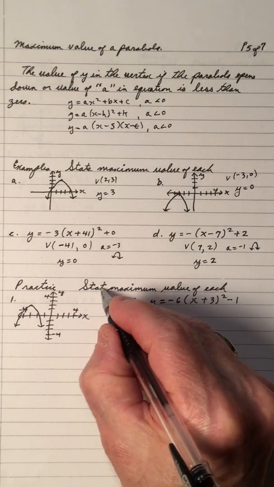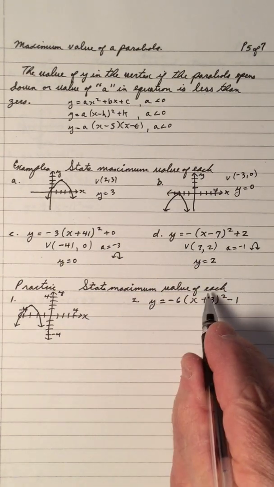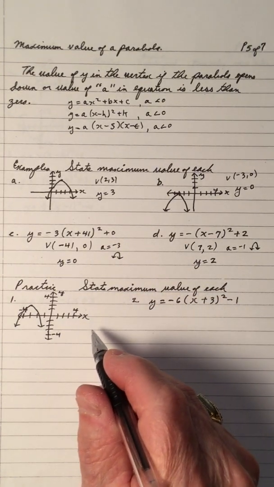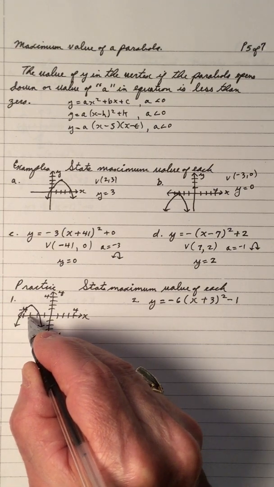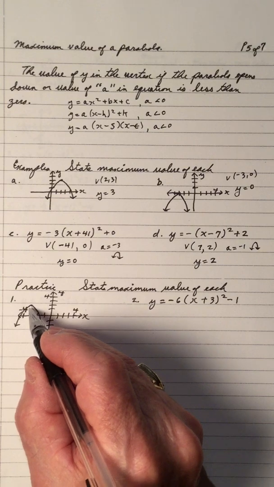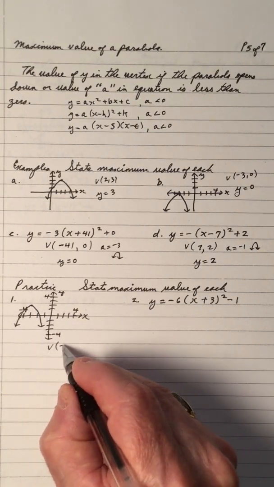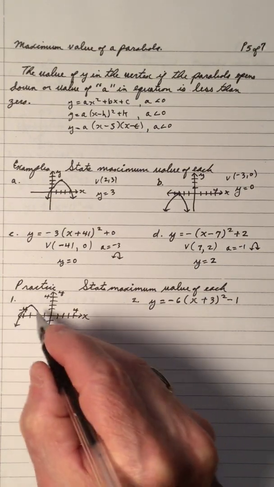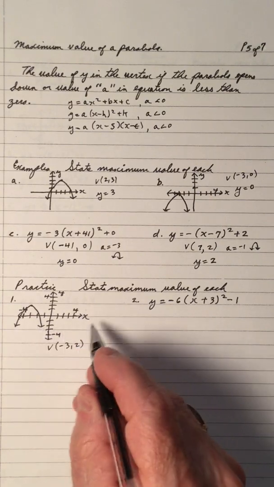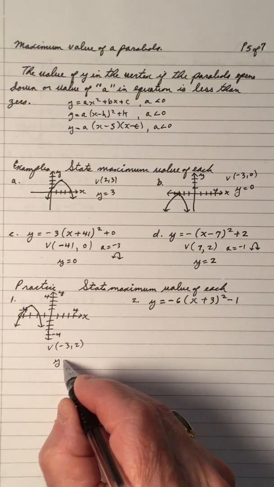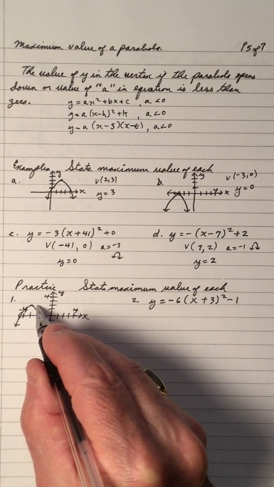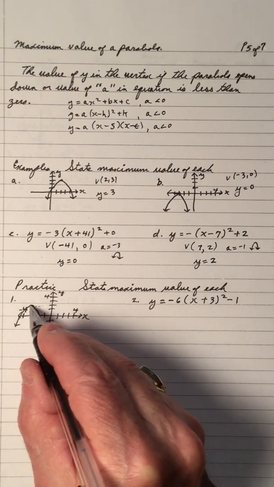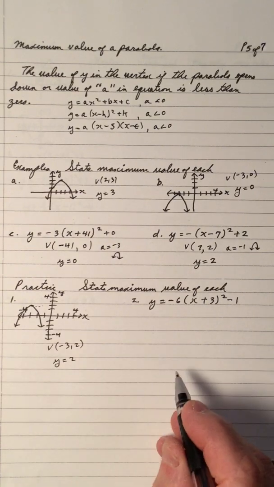And we have some practice. State the maximum value of each. Pause the video and work out your answer. The vertex in this one, x is negative 3, y is 2. So the vertex is (-3, 2). The parabola is opening down, so we have a maximum value. So y equals 2 is the maximum value of y in your parabola, as you can see. There's no other value of y higher than 2.